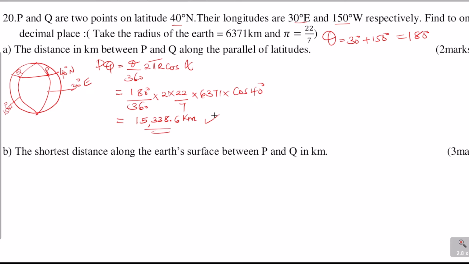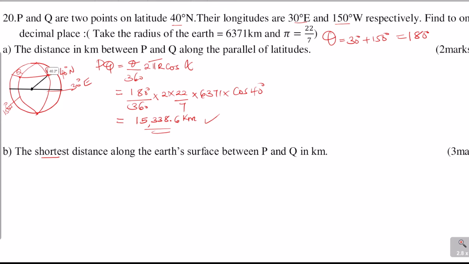We go to part B, the shortest distance along the Earth's surface between P and Q in kilometers. The shortest distance. Now, which is the shortest distance between P and Q? It is the distance through the center of the Earth. So if I draw the equator here, we draw the equator, and then I have the center. This is the center of the Earth.